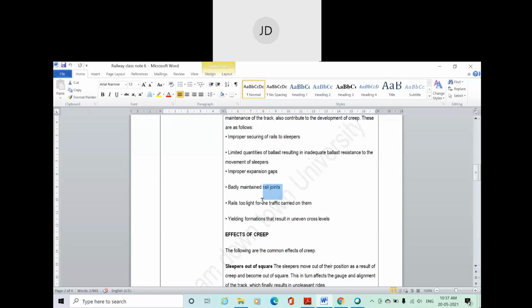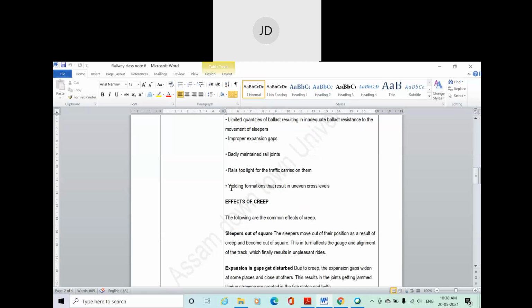Rails too light for the traffic carried on them. That means we should also ensure that the rail is tough enough, of the particular kind that can take the load of heavy traffic. You know that because of the wave theory, as I already told you, the wheels create a wave kind of movement. If your rail is not of the desirable standard, then the wave generation will be high, and then there is a possibility of creep being higher.